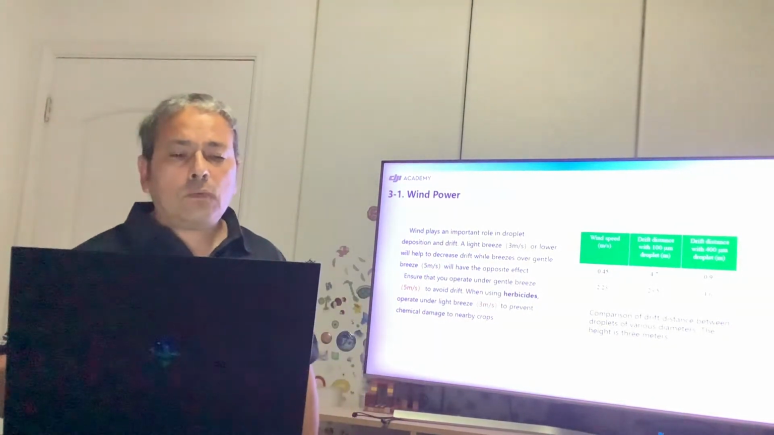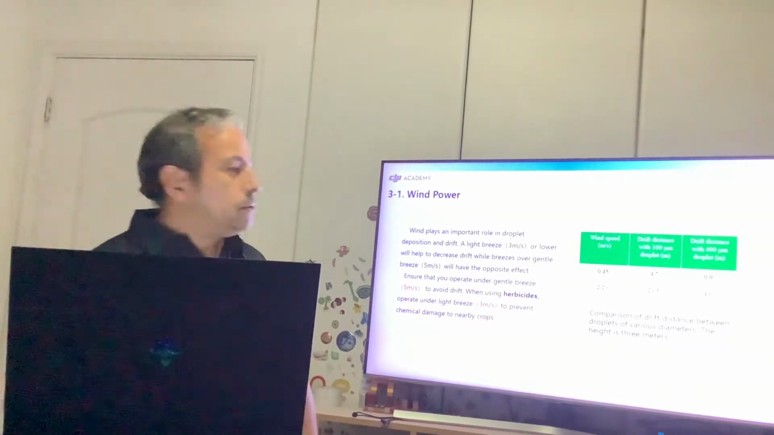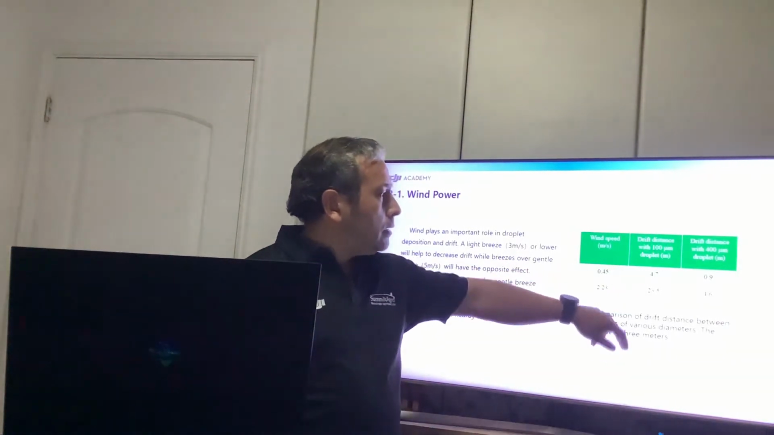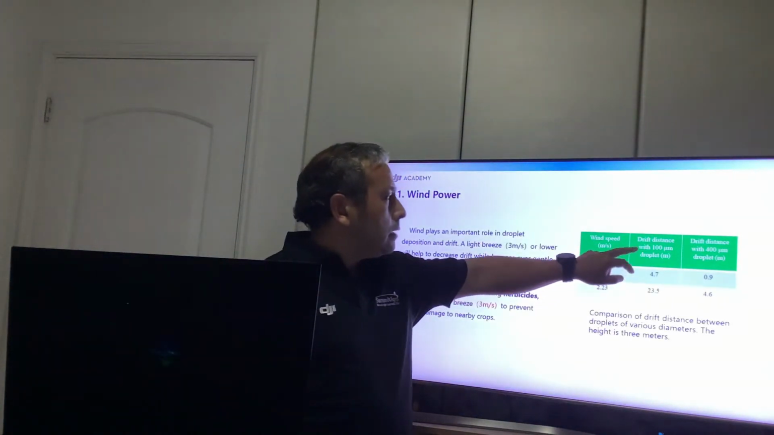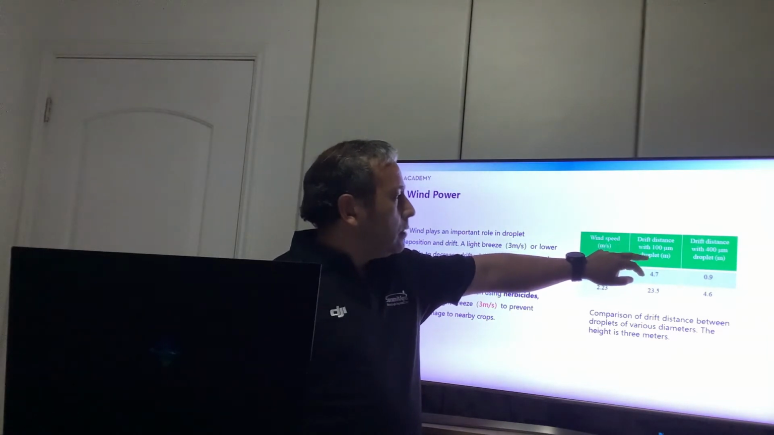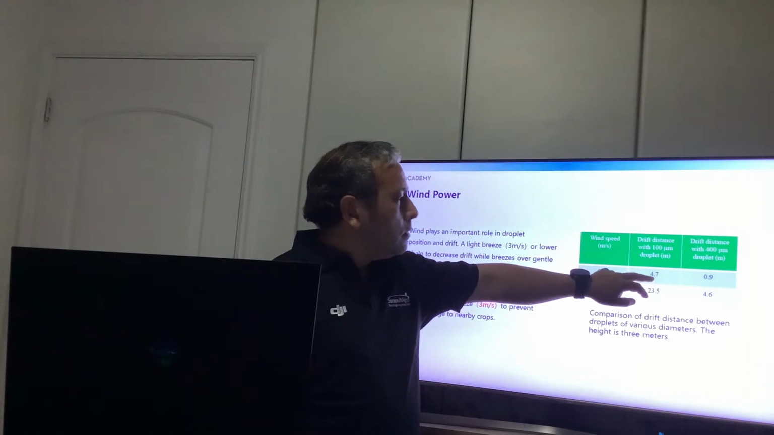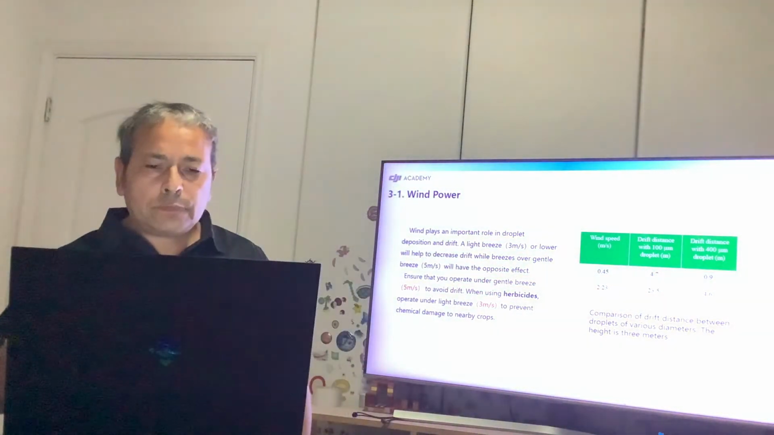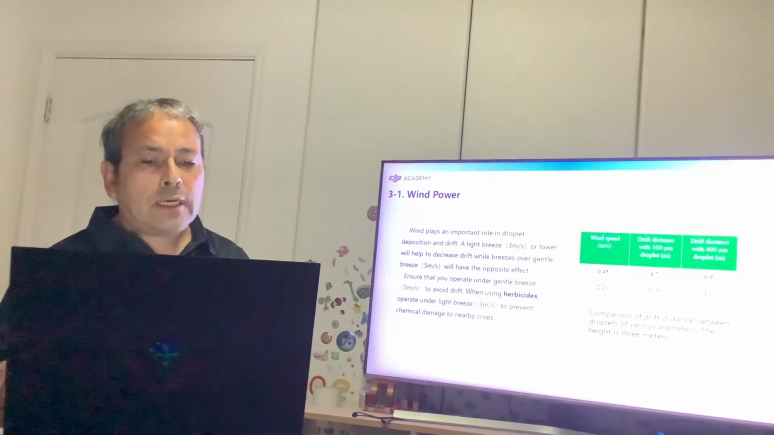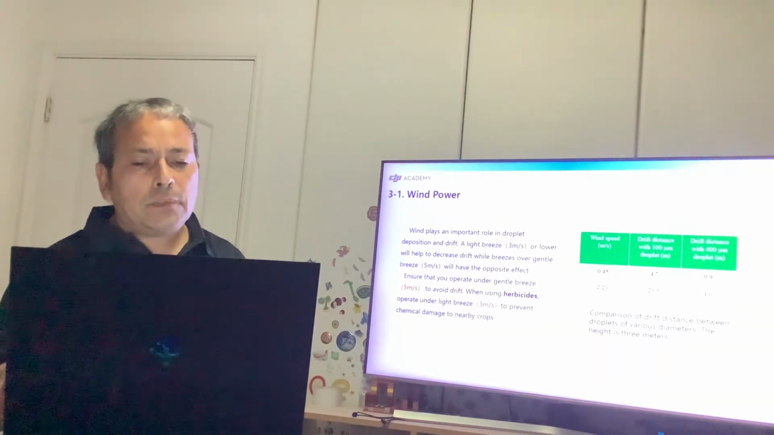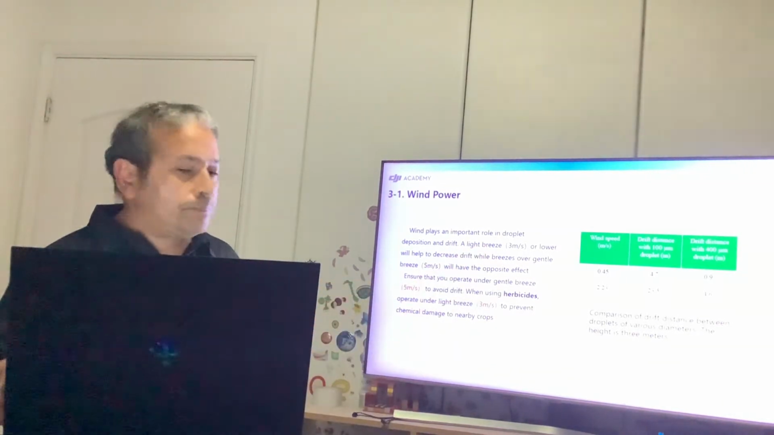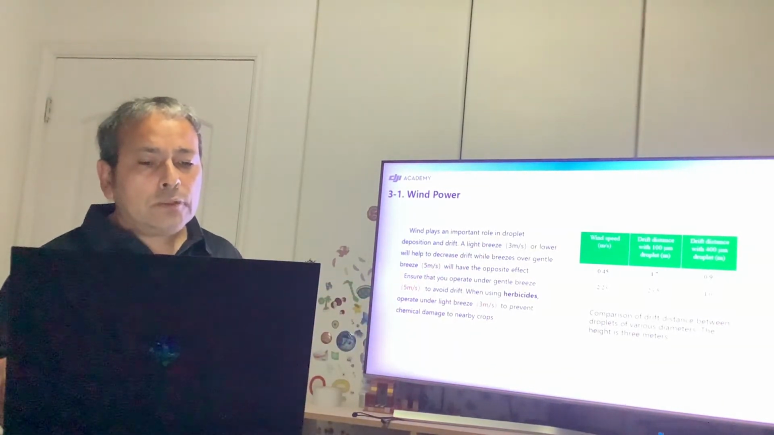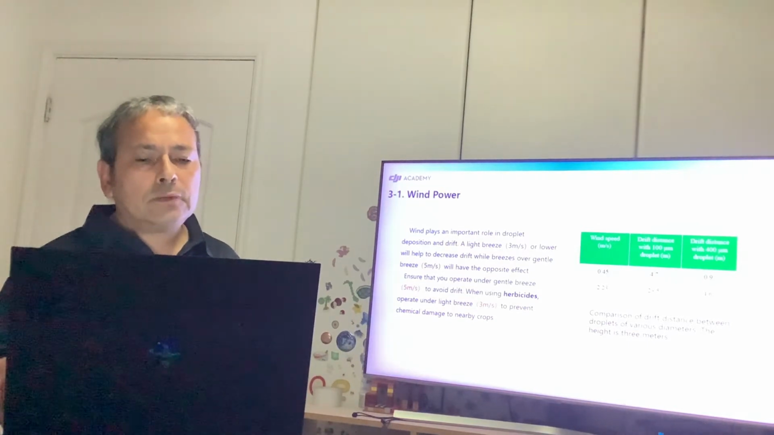For a 100 micrometer droplet size with wind speed 0.45, the drift distance is 4.7 meters. If the droplet size is 400 micrometers, the drift will be 0.9 meters. And the stronger the wind speed, the higher the drift distance will be.